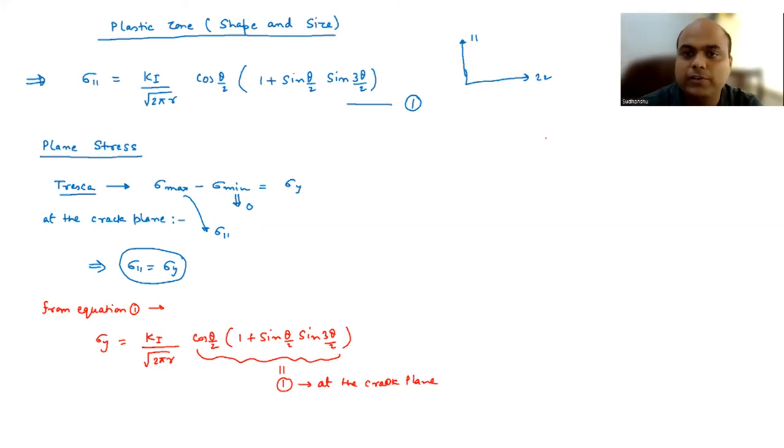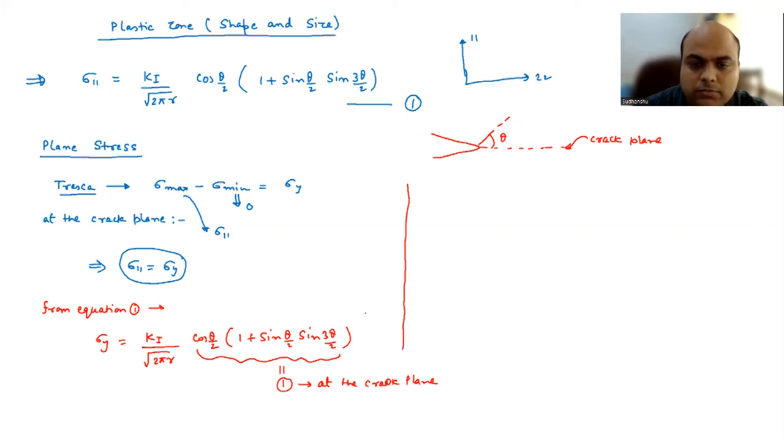Right? Because theta equal to 0, again, remember from our previous discussion, this is your crack plane, where theta is 0. Okay, so we can write now sigma y equal to a1 divided by root 2 pi r. So we have to find out what is r, and that is going to be your plastic zone size, isn't it, at the crack plane.